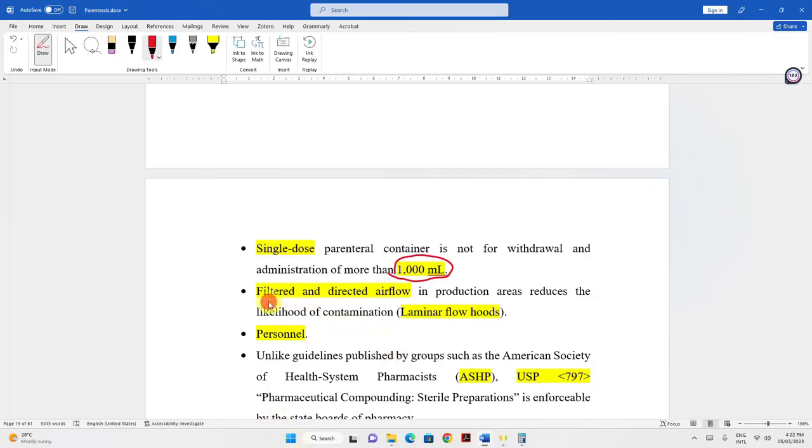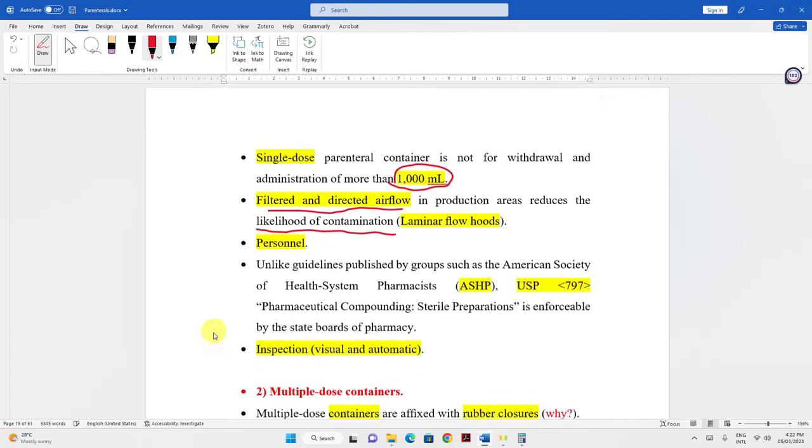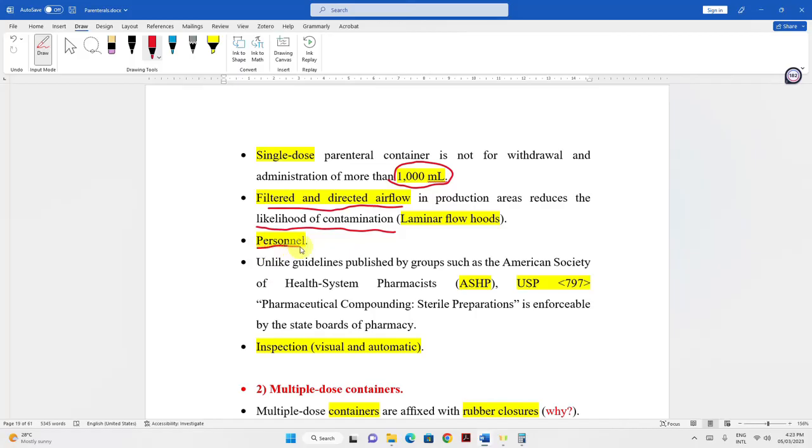Also, filtered air and directed airflow should be used in the production area. Why? To maintain the aseptic condition and to reduce the likelihood of contamination. Personnel should be trained on aseptic condition, and they should not only be trained and have the skills, but they should understand why they are doing what they are doing.